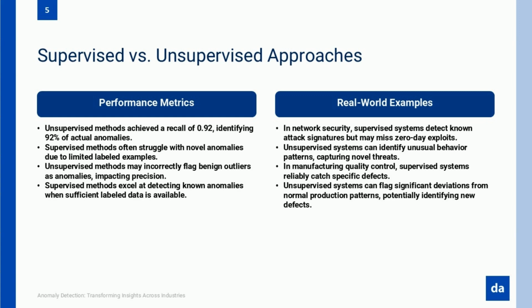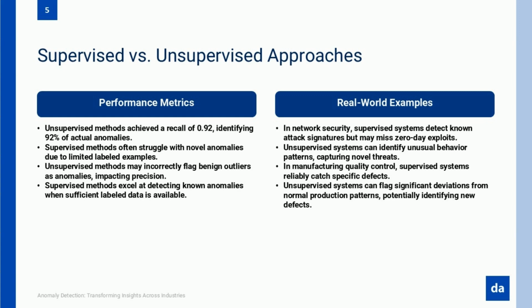The paradox at the core of anomaly detection is that the most valuable anomalies to detect are often those we've never seen before, yet traditional machine learning excels at finding patterns it has previously encountered. This fundamental tension between supervised and unsupervised approaches forces organizations into a critical strategic decision that shapes their entire detection capability. When building an anomaly detection system, you'll inevitably face this crossroads.